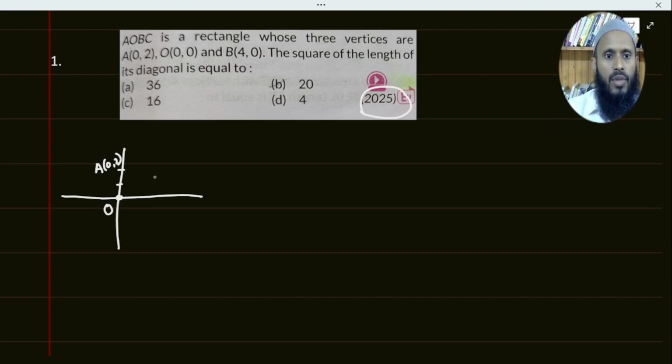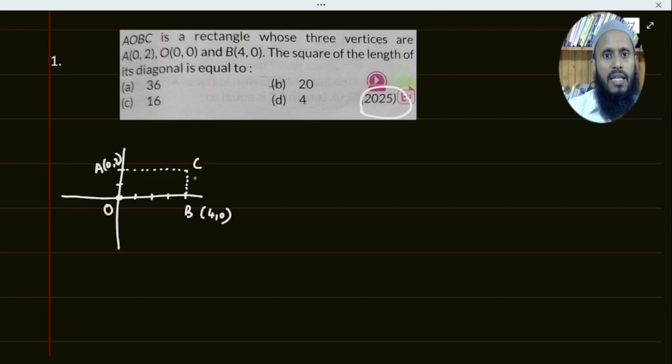And B (4, 0) means x coordinate is 4 and y coordinate is 0, so B should be on the x-axis. Now I'll get an idea how this rectangle will look, so I'll plot that rectangle. It looks like this, and I will mark the third vertex as C.